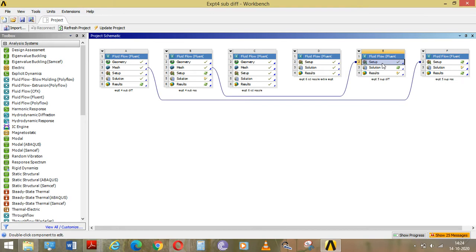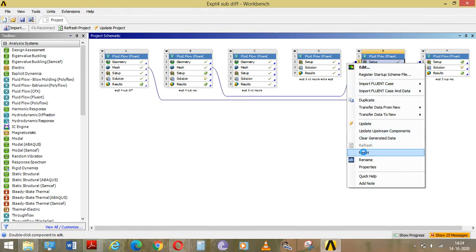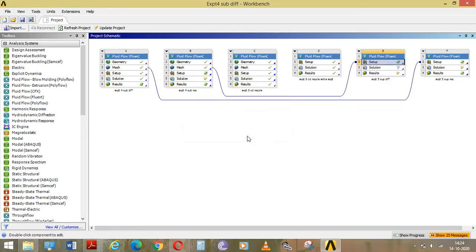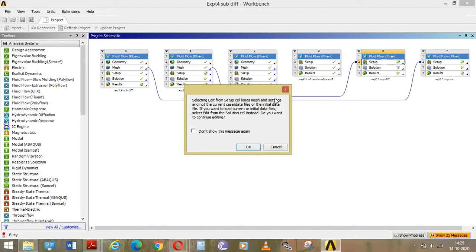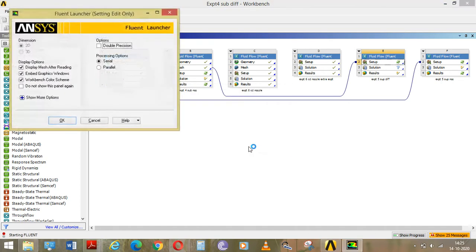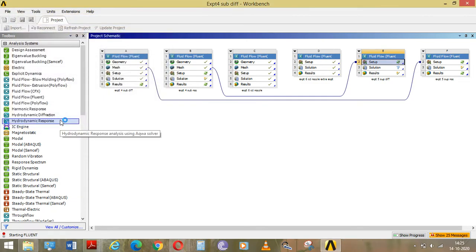Now I have already done this. What I will do is reset everything. Whatever inputs I have given, I will restart the setup. Same thing, we'll just say okay.